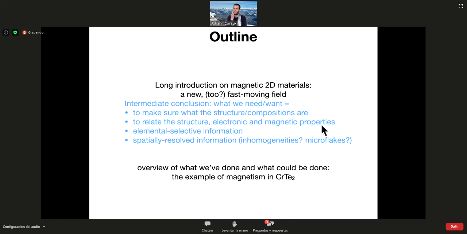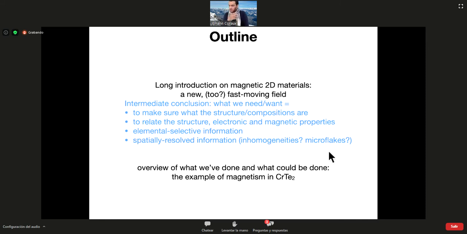And I think to some extent, we've heard a few questions in the previous talks that were suggesting we should go in this direction. You probably would need also elemental selective information, especially regarding magnetism. Otherwise, you can be tricked, I would say. And at least from our perspective, we would like to have spatially resolved information.